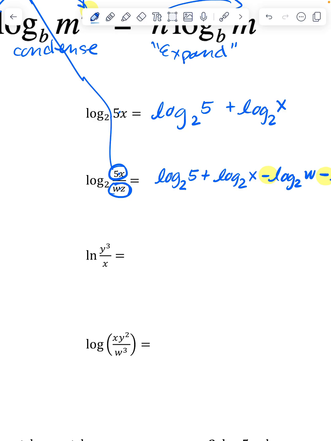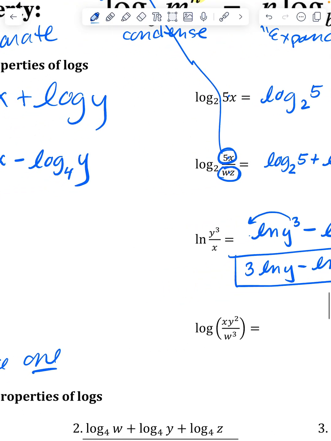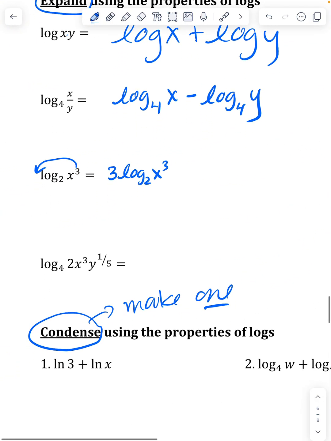All right, here I have a couple things happening. So I have ln of y to the third. Since it's division, I'll separate it by subtracting. But I'm still not done expanding because this 3 can't stay up there. So when I'm fully expanded, I have the power down in front and then this. So when you're expanding, you do not want to leave a number up in that power.